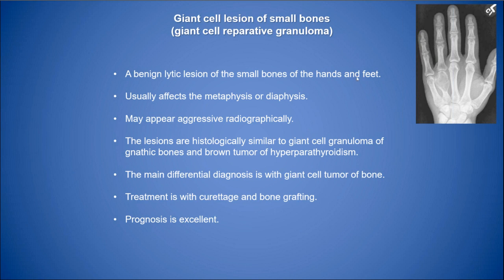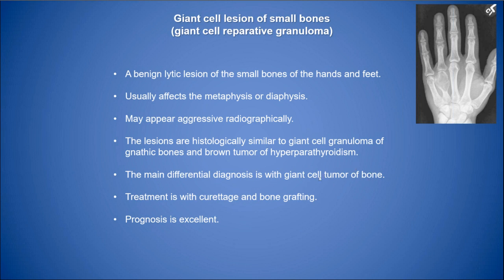Giant cell lesion of small bones, ex-giant cell reparative granuloma, is a benign lytic lesion of the small bones of the hands and feet. The phalanges and metacarpals can be involved, usually involving the metaphysis and the diaphysis, and they're quite expansile lesions. That is because the small bones of the hands and feet are not really very strong bones, so it's very easy for a lesion to expand over here. They may appear radiographically aggressive, and the lesions are histologically similar to a giant cell granuloma of the mandible and maxilla, and also very similar to brown tumor of hyperparathyroidism. We're going to see images of that in a while.